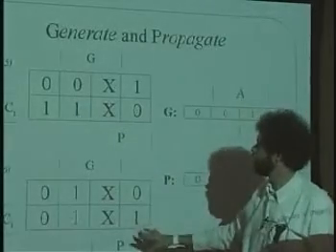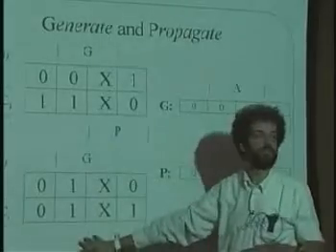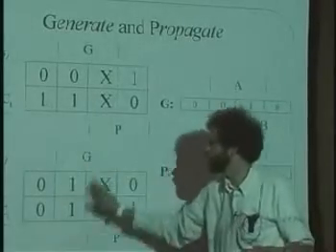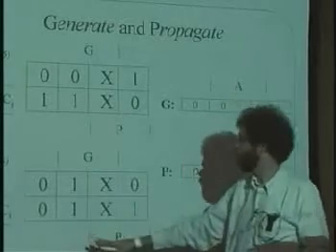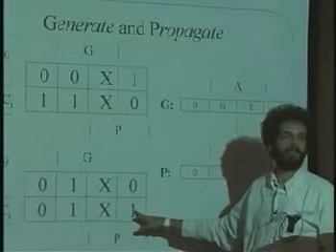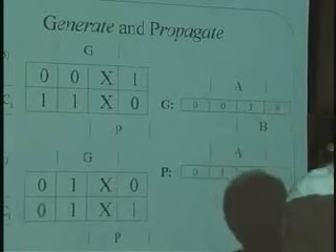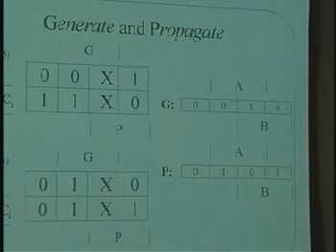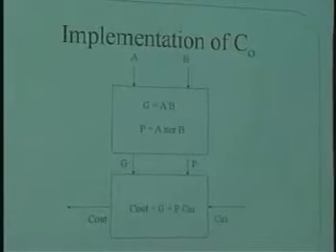How about here? This is a simple function. If G is true, the output's 1. Because remember, it only happens here. It's never the case that we have both of them. So it's G or P and C sub I. That's a simple function too. So we've reduced the computation that depends on C sub I to two very, very easy things. And it looks like this.